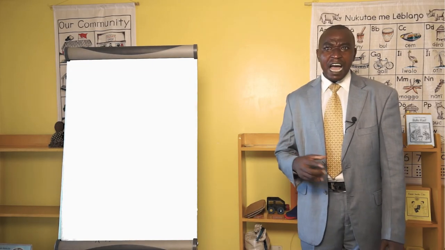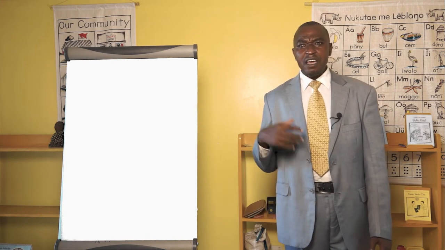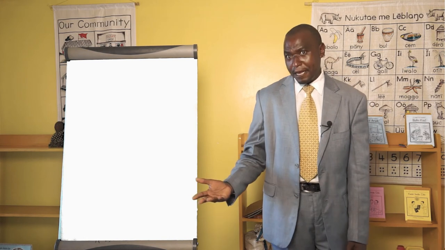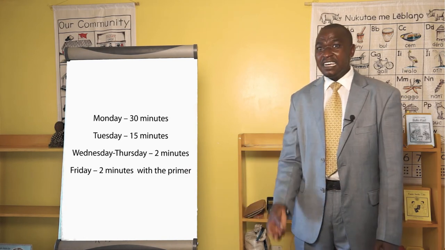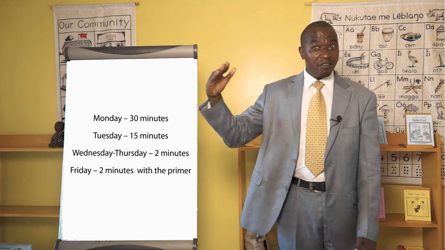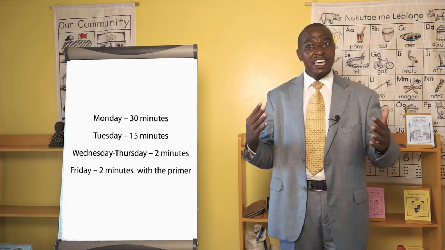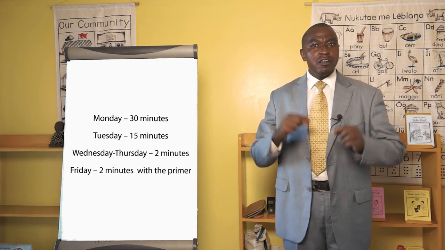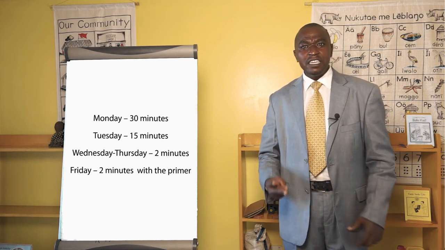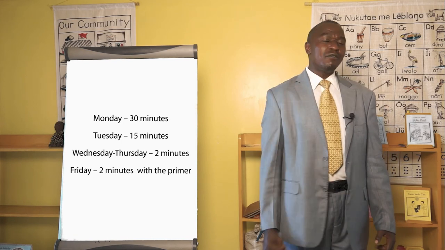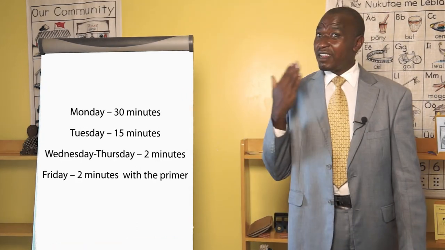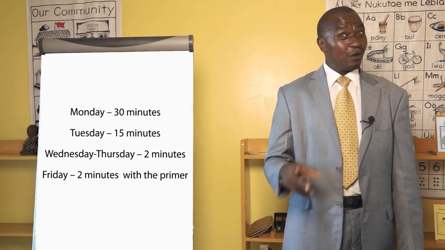These steps are covered every day of the week, but the time allotted changes from Monday to Friday. Monday, 30 minutes above the line. On Tuesday, you have 15 minutes above the line, and on Wednesday to Thursday, 2 minutes above the line. On Friday, you also have 2 minutes above the line, but this time with the primer.